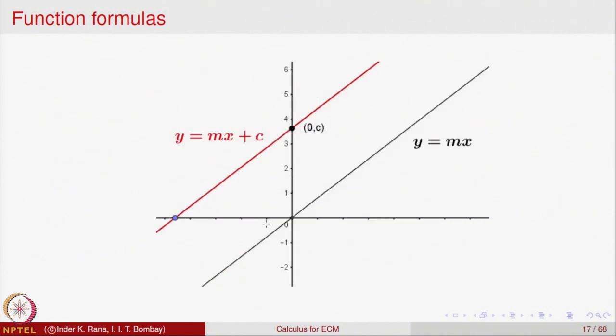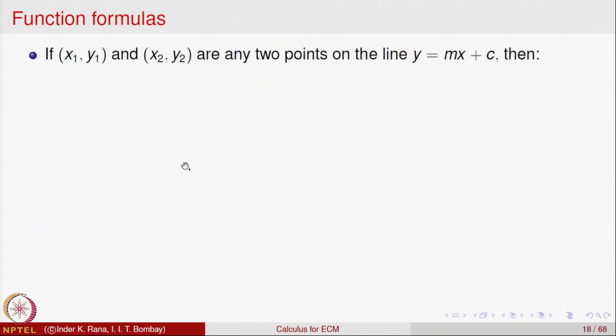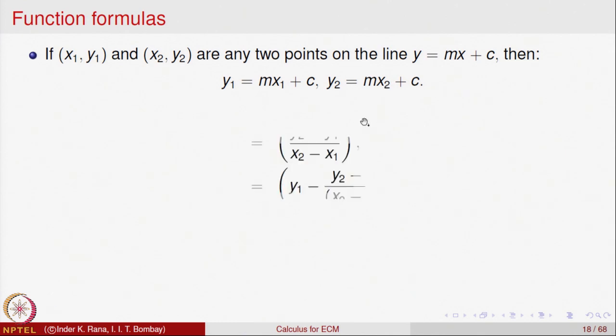So, let us take 2 points on this line y equal to mx plus c and try to see what we can say. Let x1 y1 and x2 y2 be 2 points on the line y equal to mx plus c. Then, because these 2 points lie on the line, we must have y1 is equal to mx1 plus c. So, x1 y1 satisfies the equation, and similarly x2 y2 also satisfies the same equation. So, y2 is equal to mx2 plus c.